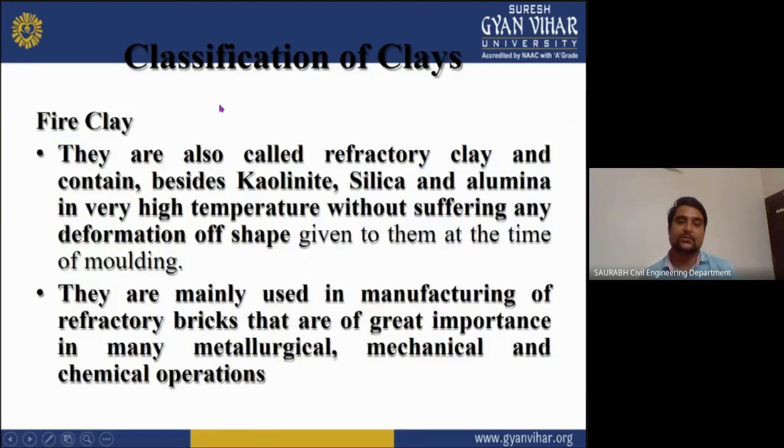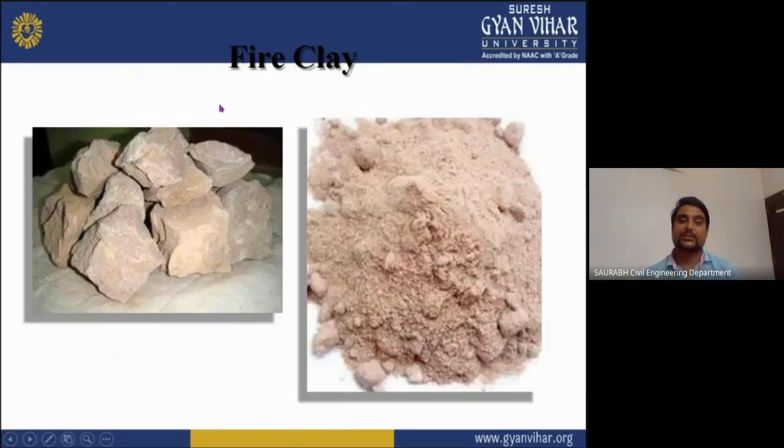One more is here, which is known as fire clay. They are also called refractory clay, and contain besides kaolinite, silica and alumina, which withstand very high temperature without suffering any deformation of the shape given to them at the time of molding. They are mainly used in manufacturing of refractory bricks that are of great importance in many metallurgical, mechanical, and chemical operations. This is the image of a fire clay which is used for making clay products.